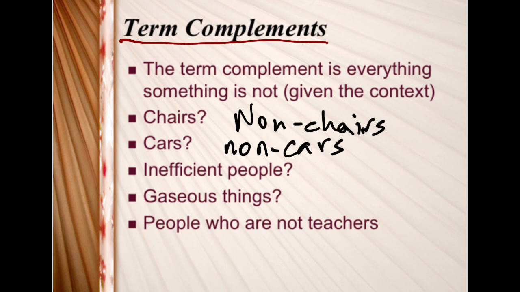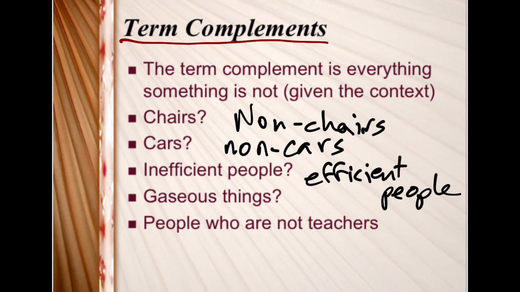Just understand, I'm not going to be trying to trick anybody with any weird contexts or anything like that. So again, in many cases, and certainly as I've indicated here, if you have the term cars, the term complement of cars would just be non-cars, since we don't know if we're just talking about cars versus trucks or what have you. However, having said all that, there are times when you don't just simply use the word non to make a term complement. So if we have inefficient people, the term complement of that would be efficient people. If you had the term efficient people, then the term complement of that would be inefficient people.